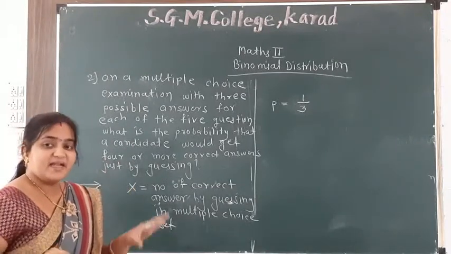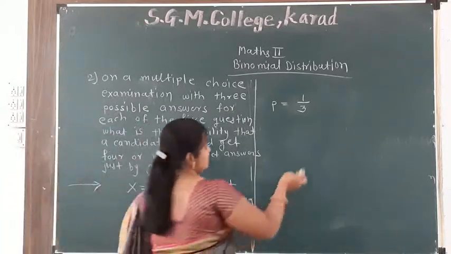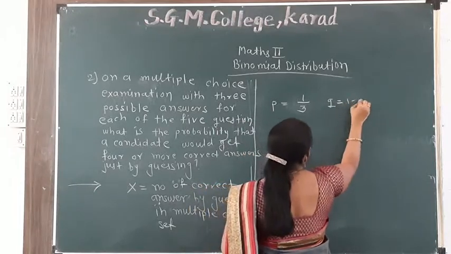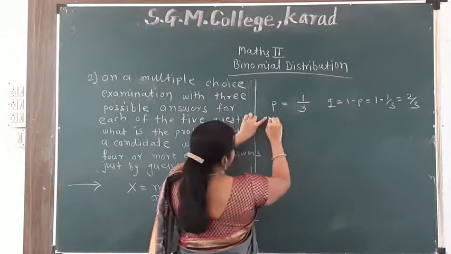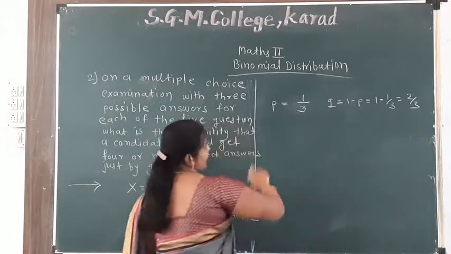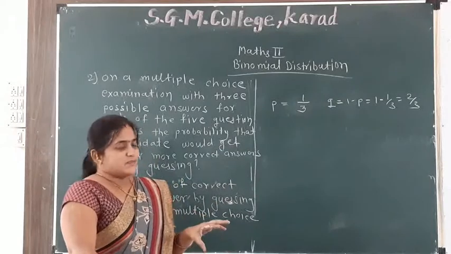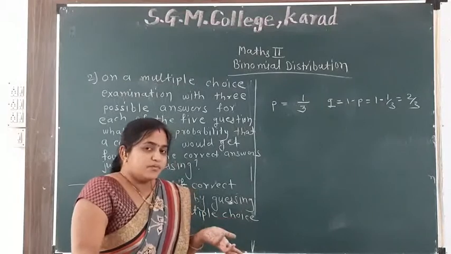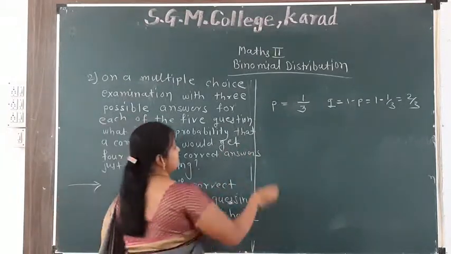So what about a failed answer? What about the answer not being correct? That is a failure, which is the probability of Q, which is 1 minus P. 1 minus 1/3 is equal to 2/3. So this is the probability of success and this is the probability of failure. In one question, the probability of getting a correct answer is 1/3 and of a wrong answer is 2/3.